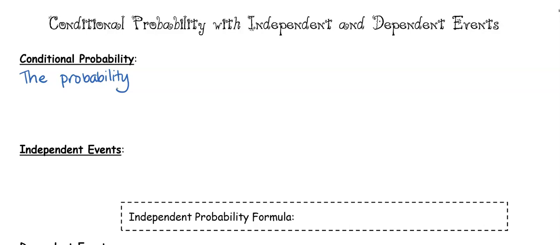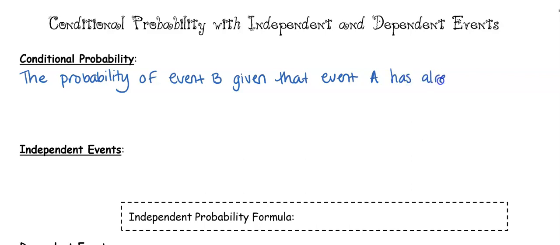So the probability of event B given that event A has already occurred. And the way we write this is the probability of B given A has occurred. So what that means, it's probability that meets a certain condition, which means the sample space has changed.